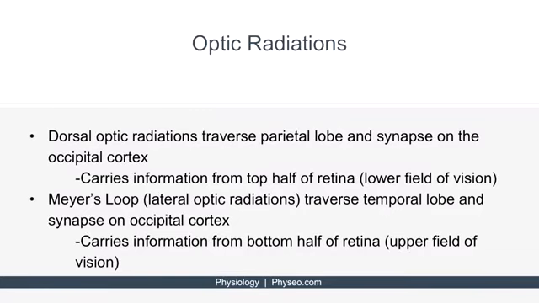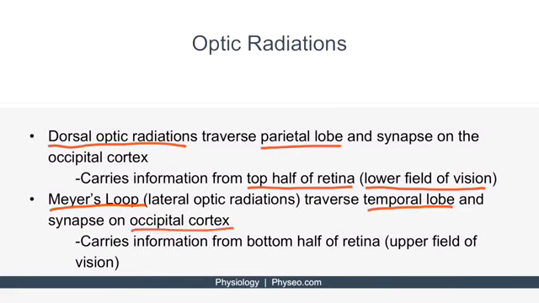So now let's talk more about the optic radiations. First, the dorsal optic radiations, these traverse the parietal lobe and then synapse on the occipital cortex. Now this carries information from the top half of the retina, which actually ends up being the lower field of vision. And then we have the Meyer's loop, which we can also call the lateral optic radiations, which traverse the temporal lobe, and then finally synapse on the occipital cortex. And this carries information from the bottom half of the retina, which is the upper field of vision. We'll elaborate more on that.